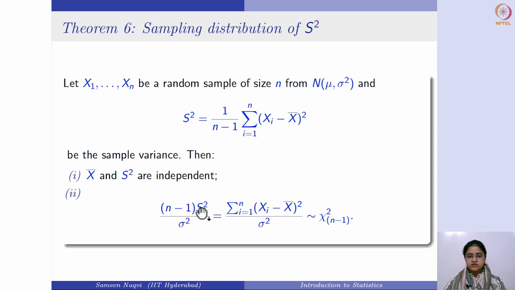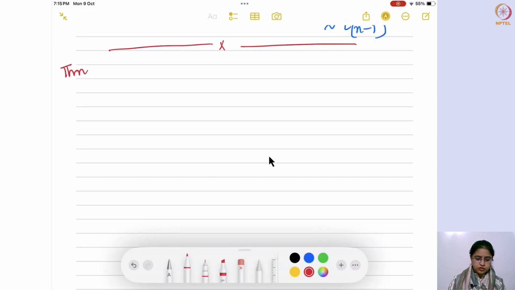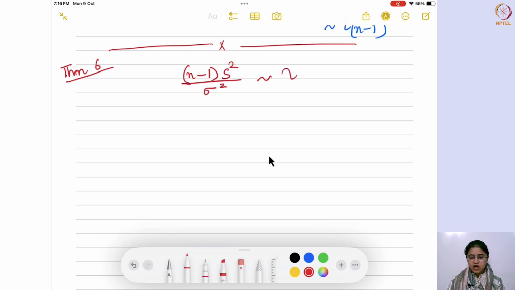n minus 1 times s square, if you take n minus 1 to the left hand side, would be the same as summation xi minus x bar whole square divided by sigma square. So instead of writing this, we can use this also in the numerator. So let us try to prove this. This is your theorem 6, and our interest is in proving that n minus 1 times s square by sigma square follows chi square with n minus 1 degrees of freedom.